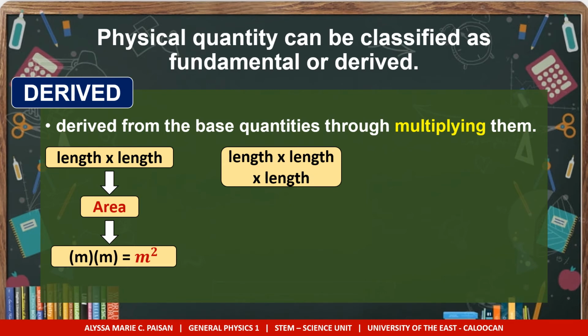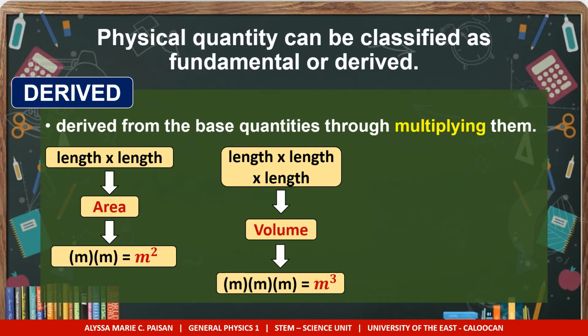Length can be multiplied twice by itself, which results in the derived quantity volume. Volume will have a unit that is the product of meter times meter times meter. And meter times meter times meter is equal to cubic meter.